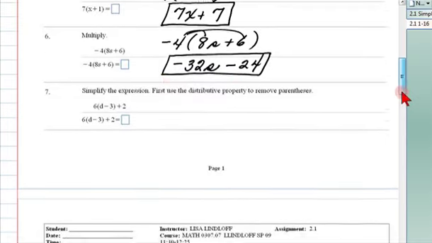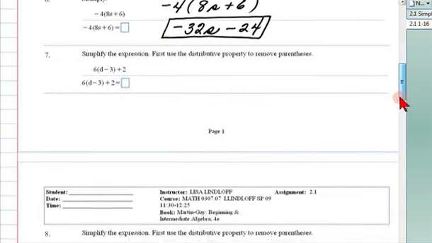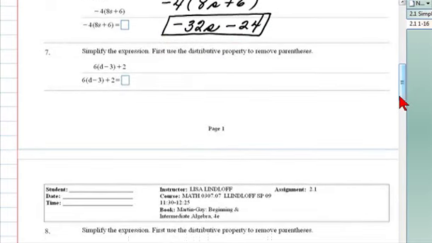All right, problem number 8. Although the instructions are cut off the projection screen, it says simplify the expression. First, use the distributive property to remove parentheses. On an exam, I would not have that second sentence. I would simply say simplify. And you would know the 2 steps. Step number 1, distributive property. Step number 2, combine like terms.